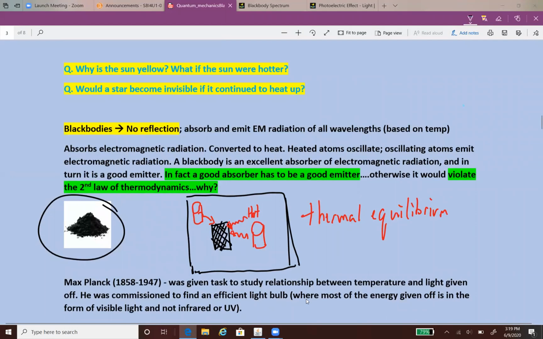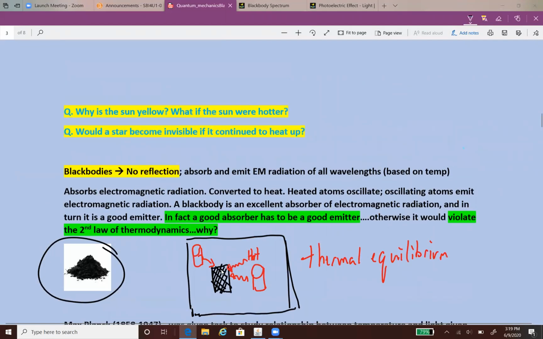which I guess if you go back to the second question, would a star become invisible if it continued to heat up? So if that pattern was true, and all the radiation shifted to the UV spectrum, which it doesn't, but if it did, then I guess you could technically say the star would become invisible to us because we can't see UV radiation, right? But that's not what happens.